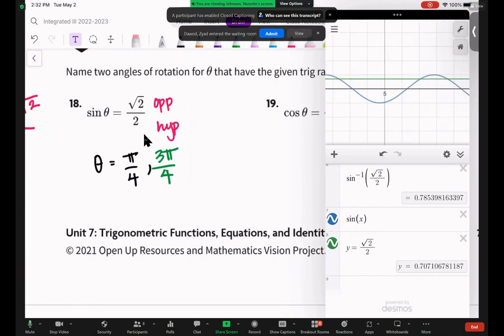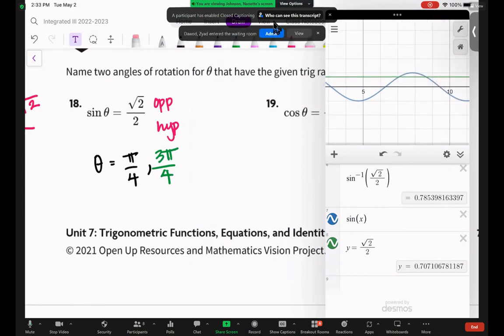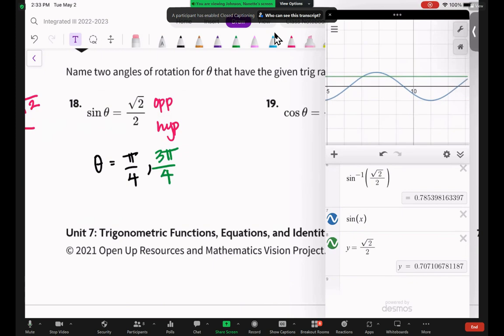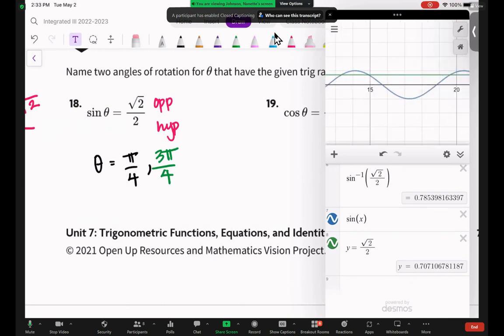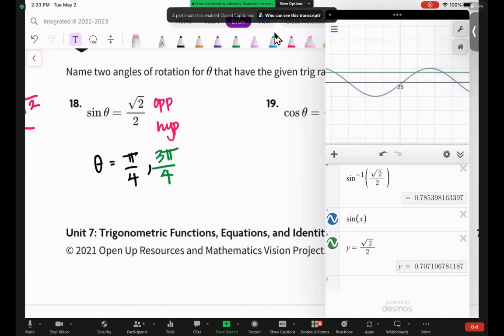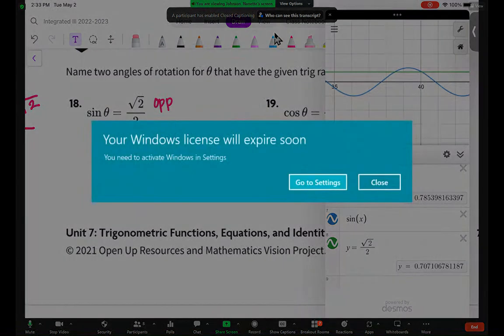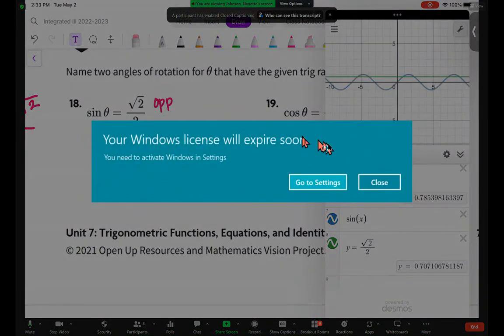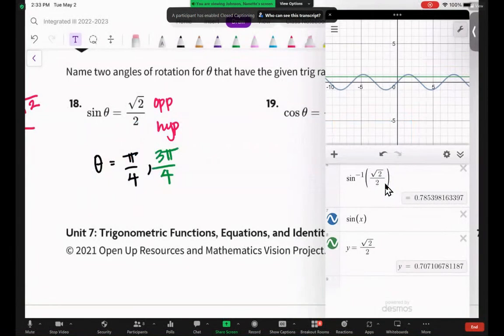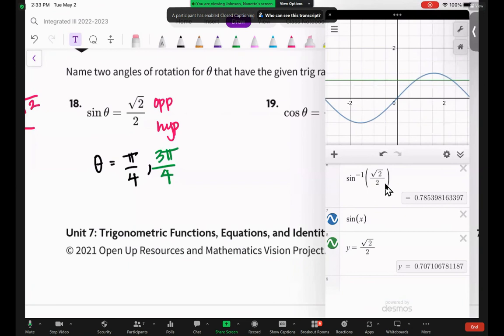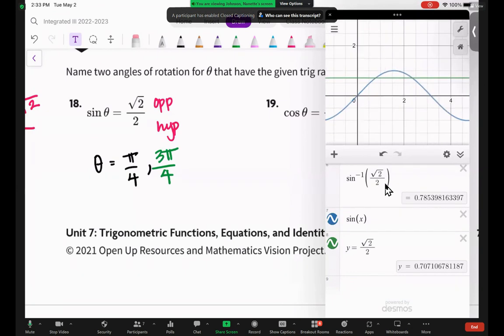Because if I keep scrolling, do you see how those two keep intersecting? It makes sense that all of those are going to intersect because remember, sine is cyclical. So sine is going to happen over and over and over again. Does that make sense? So there you go. There's your answers one more time at pi over 4 and 3 pi over 4.